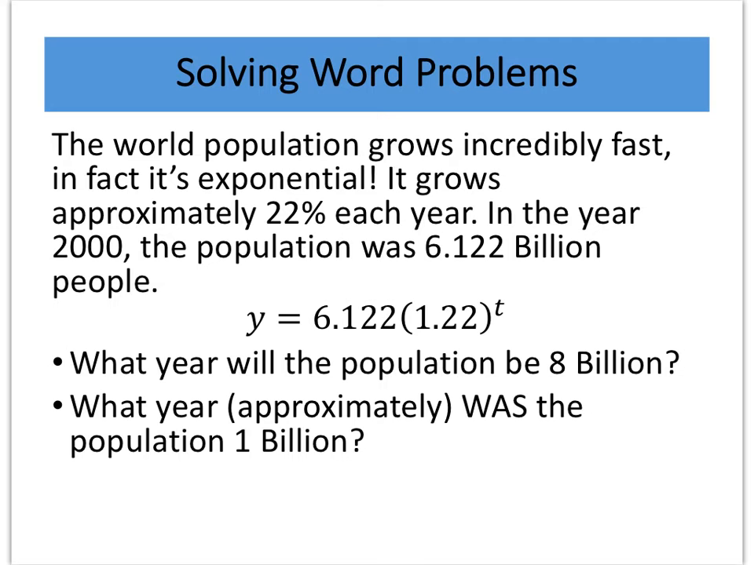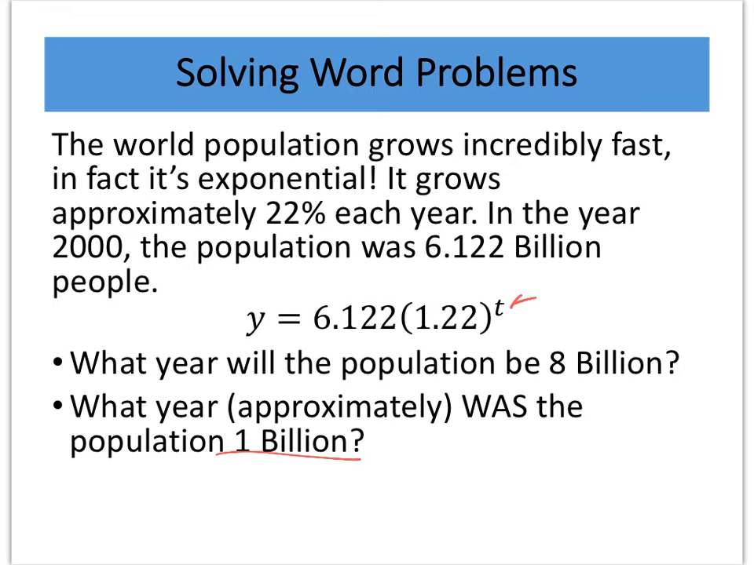In the year 2000, the population was 6.122 billion people. So y equals 6.122 times 1.22 to the power of t. What year will the population be 8 billion people? So here we go. There's that, and then we're going to answer a second question. When was the population 1 billion people?